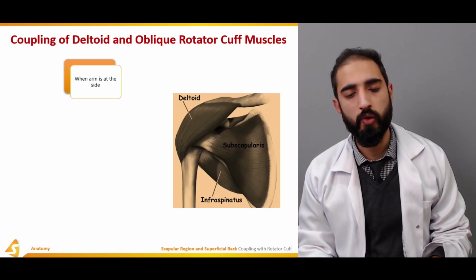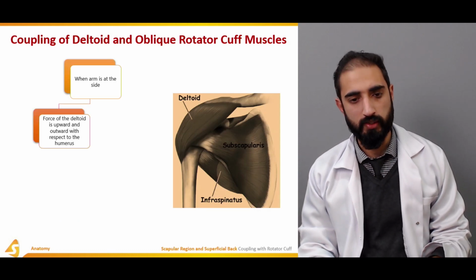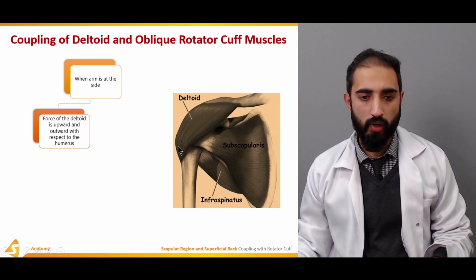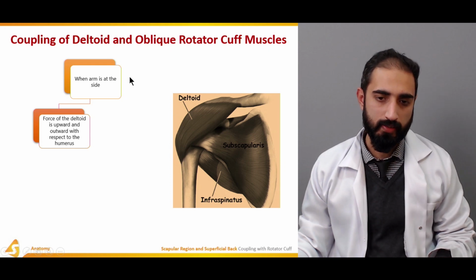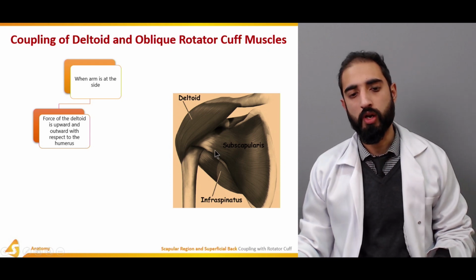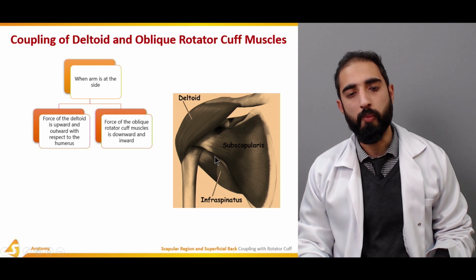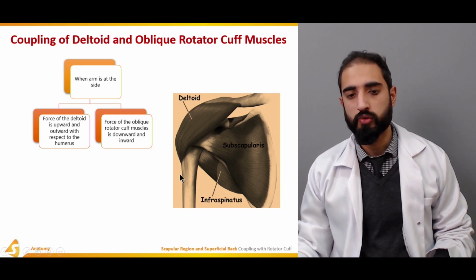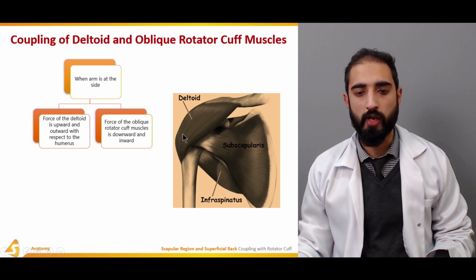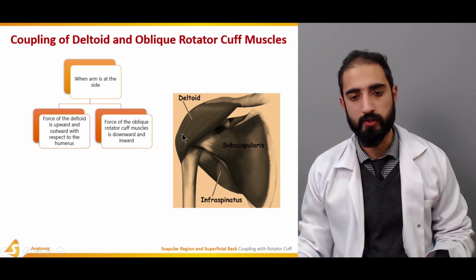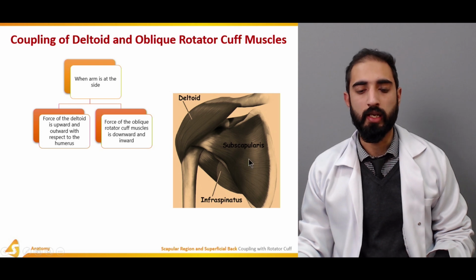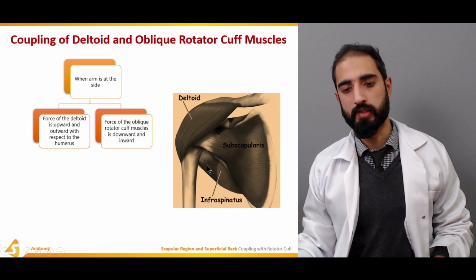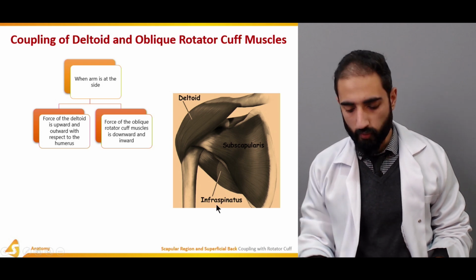If we take a look at the deltoid when the arm is at the side, the force of the deltoid is upward and outward like this. Whereas the oblique rotator cuff muscles' force is inward and downward. So the deltoid has two components: the y component is upward and the x component is outward. And the oblique rotator cuff have two components: the x component is inward and the y component is downward.